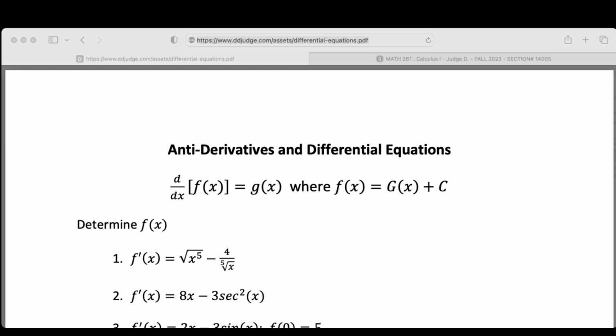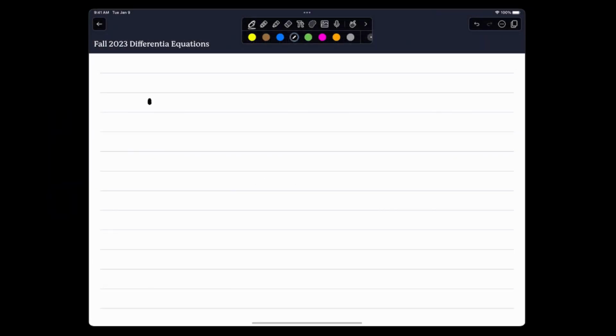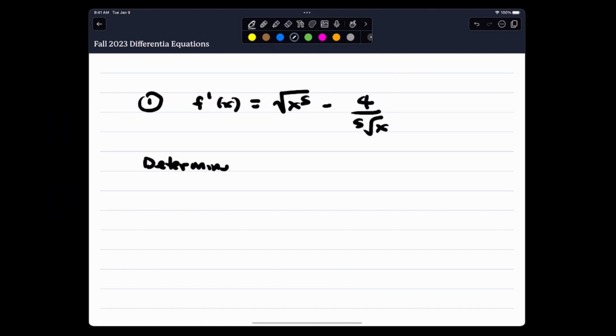So let's see what they're talking about. Let me go back here. I'm going to get this first question for you guys. Number one, they gave you a derivative equals the square root of x to the fifth power minus 4 over the fifth root of x. Okay, so here's the first function they gave us, and now they're going to say to you, determine the function f.